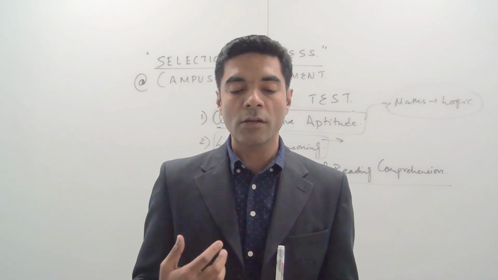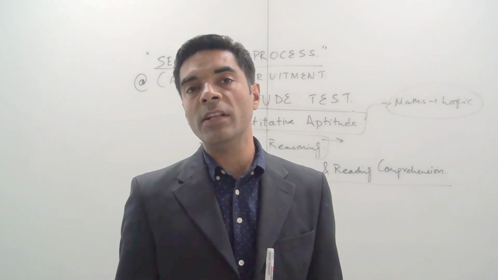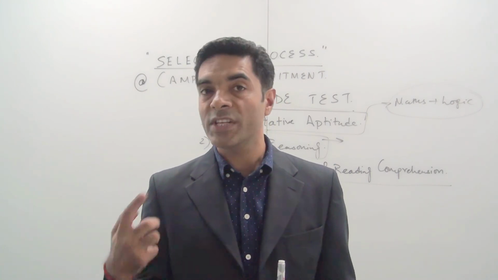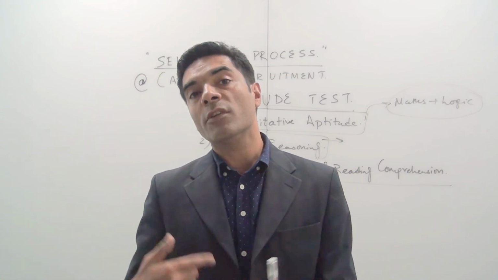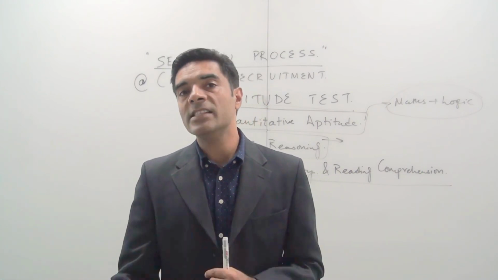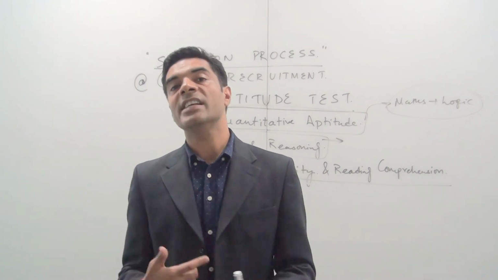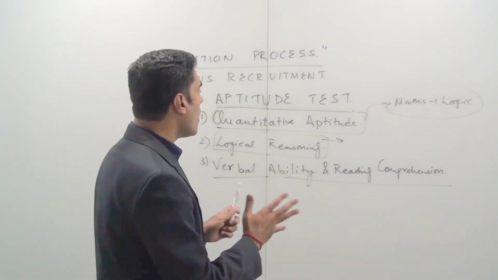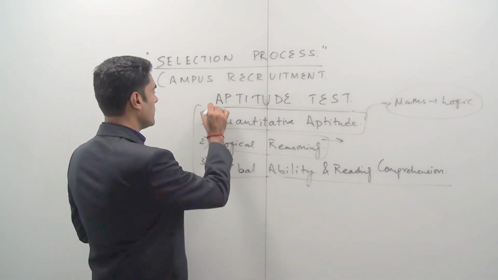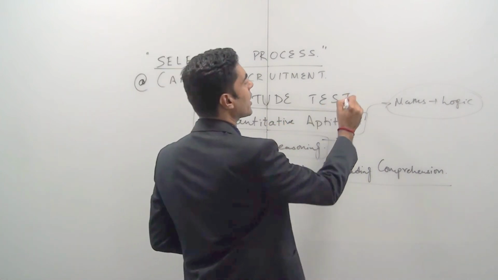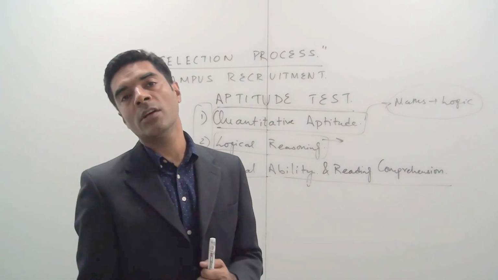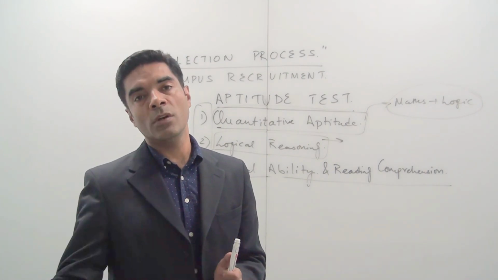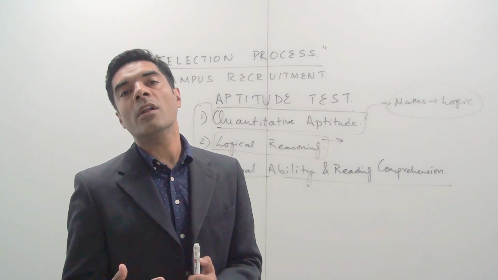Then there will be subsections on vocabulary, synonyms and antonyms, idioms and phrases, and critical reasoning. They want to check your logical bent of mind, whether you can think out of the box or not. And then probably para jumbles, para completion, sentence correction, sentence completion. All these things fall under verbal ability and reading comprehension. So all these three sections will be there in the aptitude round of any of the companies I have talked about, and you need to crack this first, and only then will you be eligible for the second round, which is an interview round or a technical round.